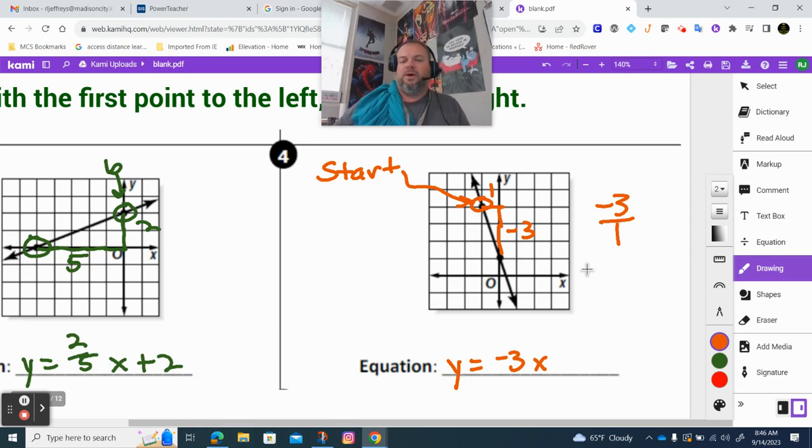All right. What is our y-intercept right here? Well, this is our y-intercept, or B. From the origin, it looks like I went up 1, so plus 1.